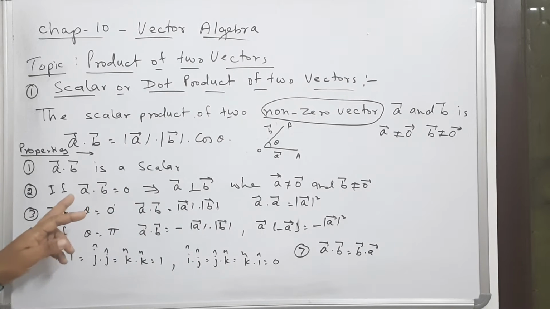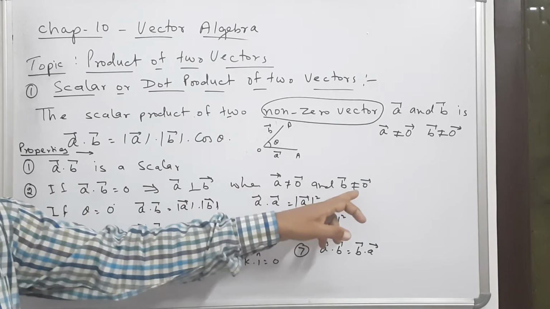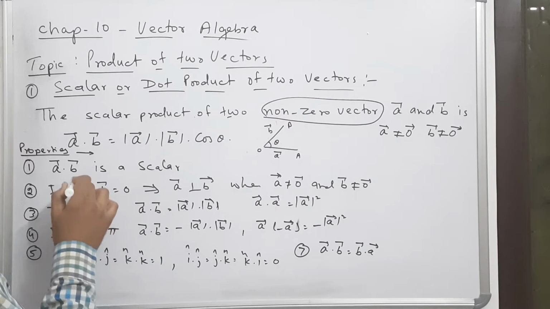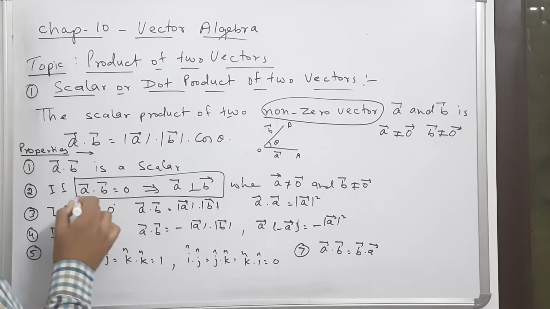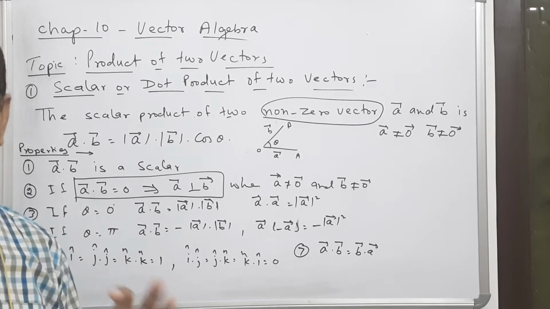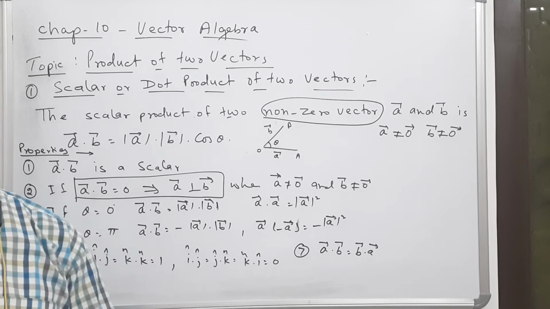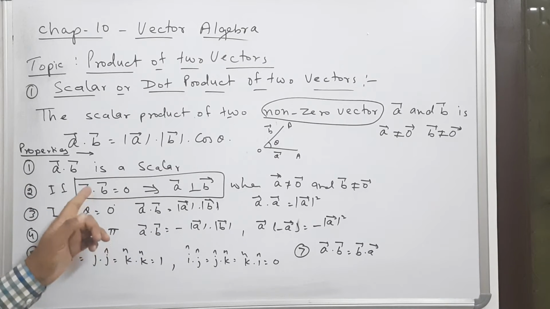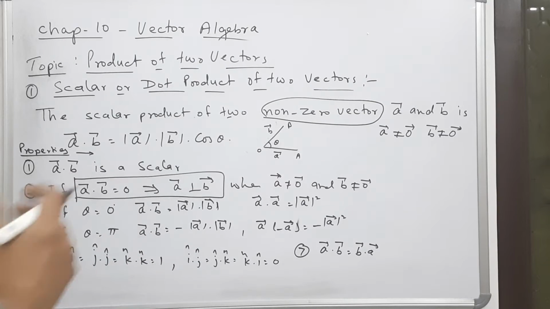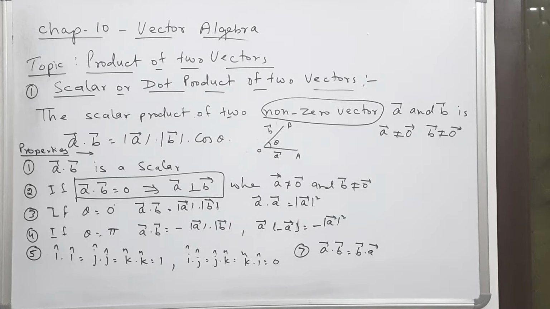The second is, if A dot B is 0 and A and B are non-zero vectors, it means, very important part, that they are perpendicular. And the main objective of the dot product is, whenever we have to prove that two vectors are perpendicular to each other, we use the concept of the dot product. If you find their dot product and it is 0, then we say that these two vectors are perpendicular to each other.